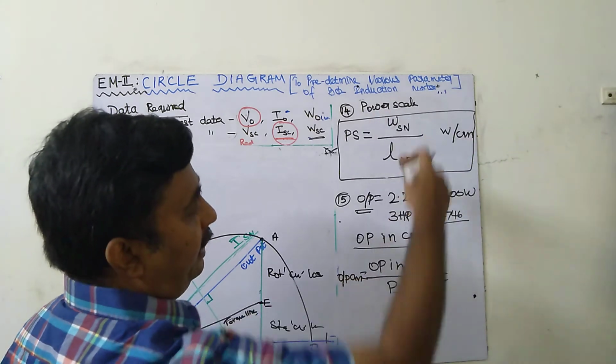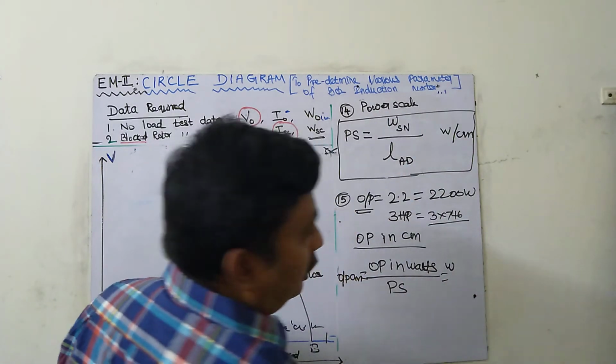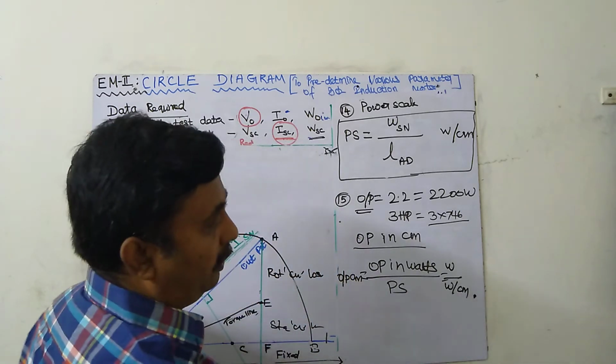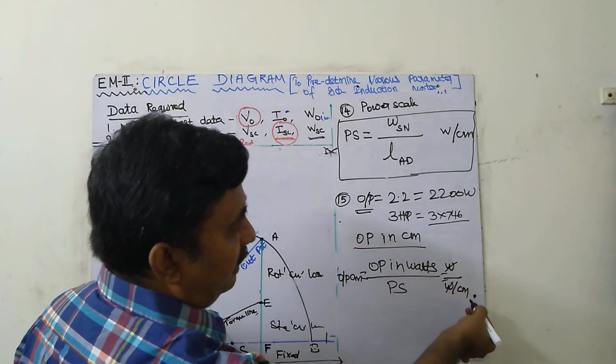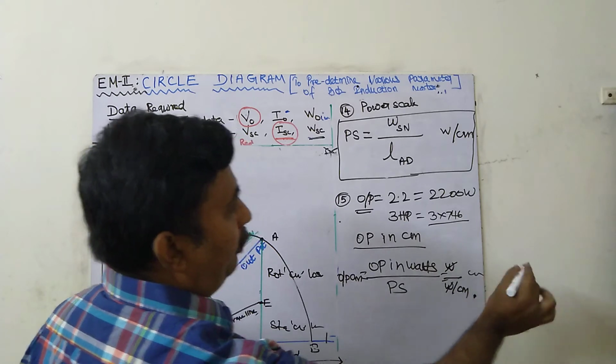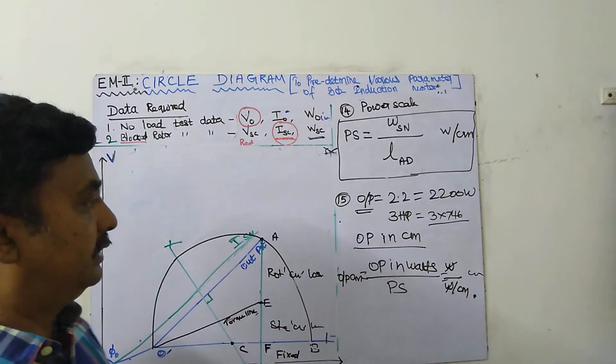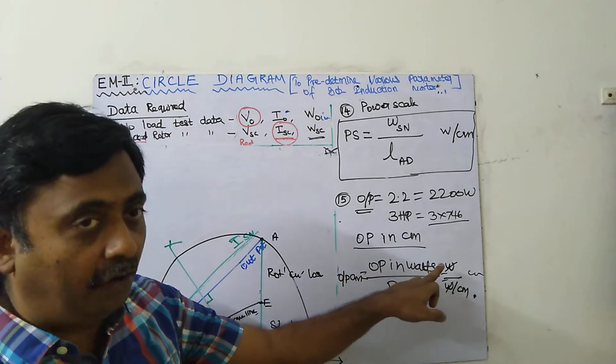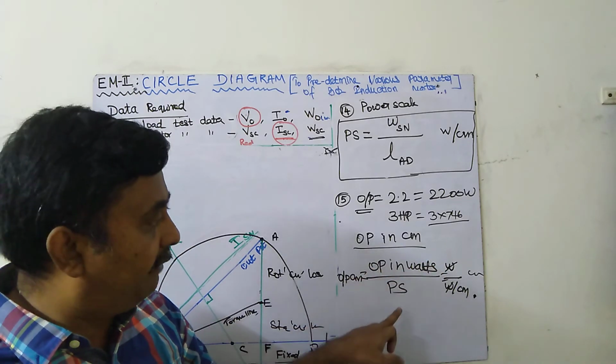Here we have to calculate the power scale. So what is the unit for this? This unit is watts. This unit is watts per centimeter. So watts and watt will cancel, and centimeter will come up, so you will get it in centimeter. So I got this output power in centimeter. Output power in watts, the given quantity, divided by power scale.